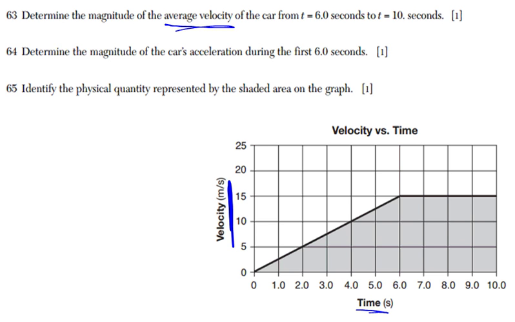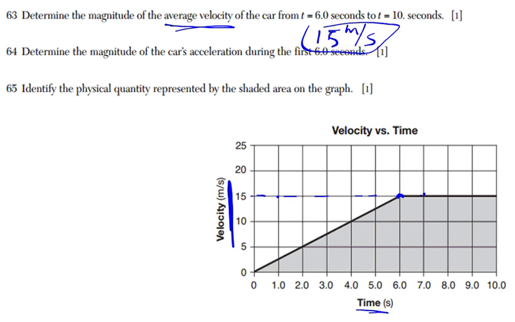And so the way you can kind of think of this is, well, at 6 seconds the velocity is 15, at 7 seconds the velocity is 15, at 8 seconds the velocity is 15, all the way through 10 seconds. So what's the average velocity for this time interval? Must be 15 meters per second. And that's our answer.